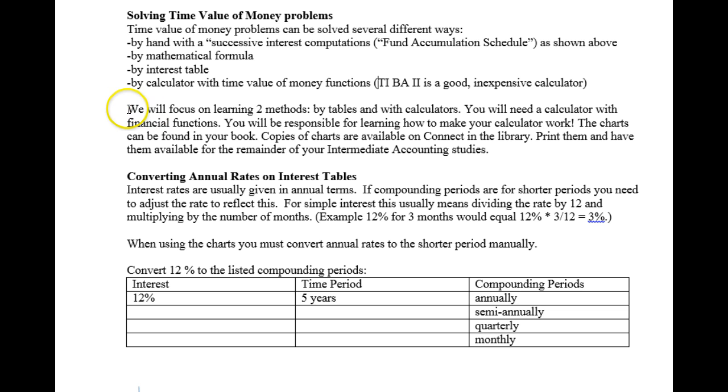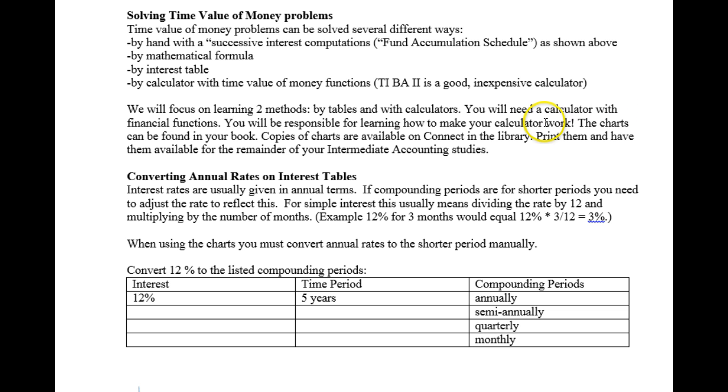And again, for the most part, we'll be focusing on 2 methods and sometimes 3. We'll always do the calculation by using the interest table and the time value of money calculator. But occasionally we'll also use a successive interest computation. You should get your calculator now and start learning how to use it. You'll use it in all of your accounting classes, and you are responsible for learning how to make it work. Make sure you get the instructions. I think you have to download them.